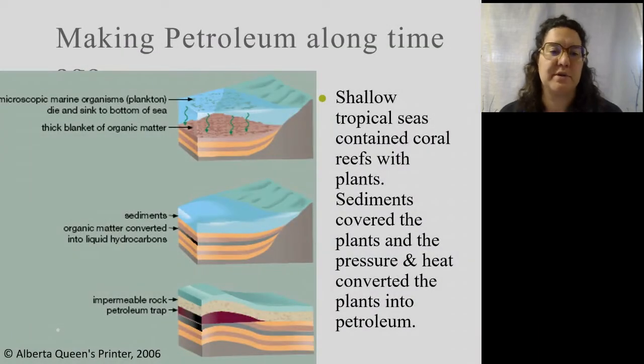So petroleum was also made a long time ago. Petroleum was made when we had a shallow sea that contained coral reefs with plants, and then eventually sediments would cover those plants, and then pressure and heat converted them into petroleum, and that petroleum was able to be trapped in rock sediments. A little bit different than coal, which makes its own layer. Petroleum can be trapped in between layers and can even permeate permeable rock, and then will be trapped by layers of impermeable rock.